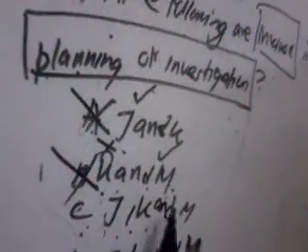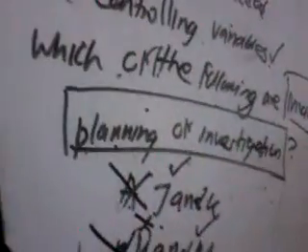C, J, K and M. J, method of collecting data, is correct, and K is out. M is also correct, but definitely C is out because K is not involved in the planning of investigation.